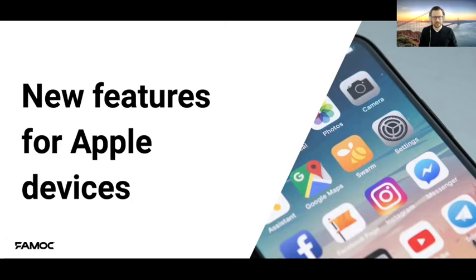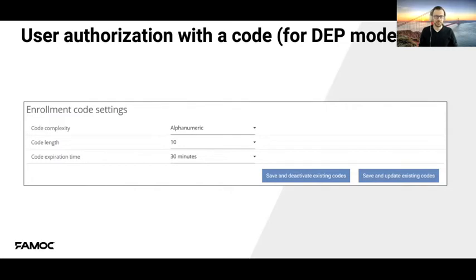The first thing is that we improved the authorization process during the DEP enrollment, so during the auto enrollment settings. Till now, you were able to use the login and password user authorization during this process. Now we extended it to use special enrollment codes, which, as you can see, can be defined by the administrator, the length of them and the validity.